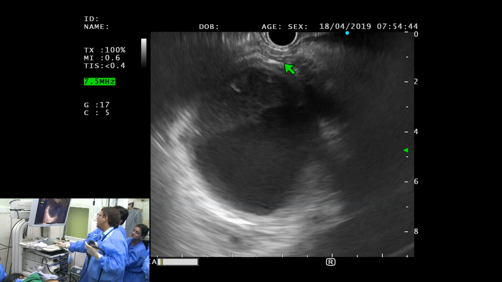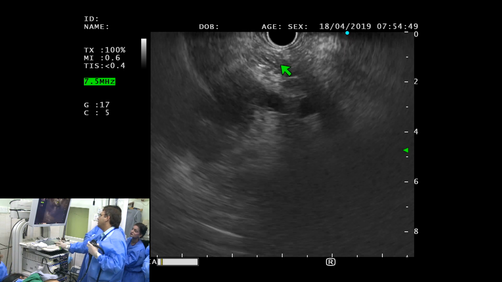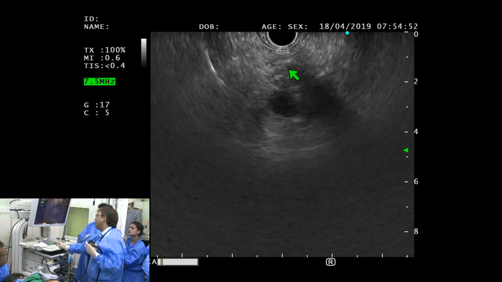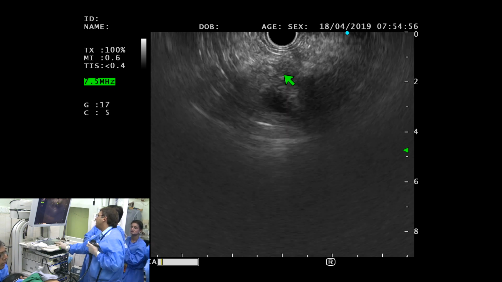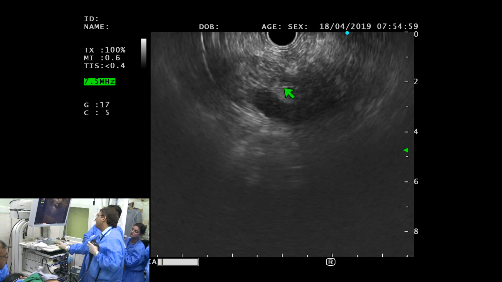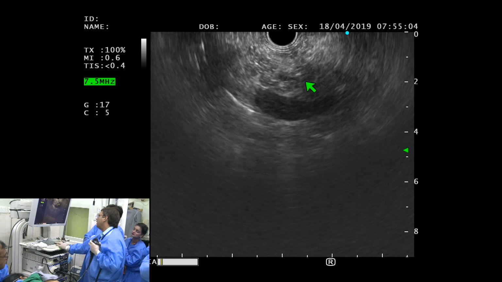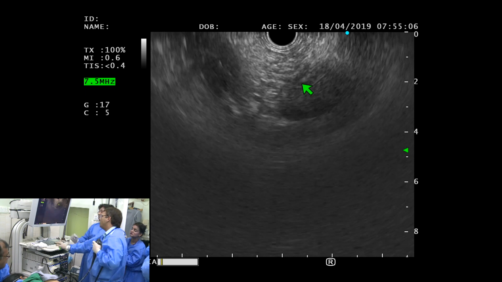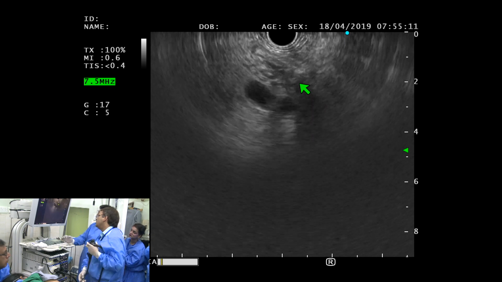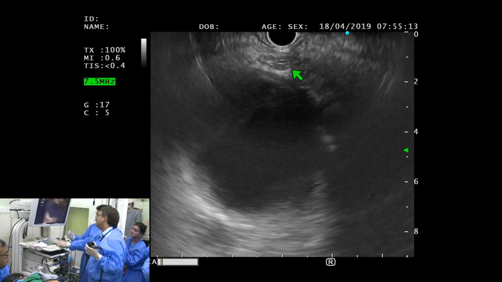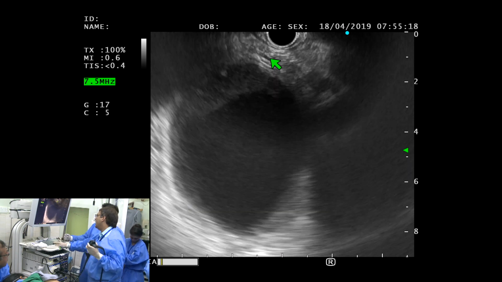If I go to the body and the tail, I'm just torquing the scope to the right, looking at the screen. I'm not using my right hand with the scope. I'm just gently moving that back and moving that back. Keep going. And this is the duct right here. I'm just using my left hand to control my wheels, moving the scope back, and I'm all the way towards the tail of the pancreas. So I think this is the best we're going to be able to see the pancreas from the stomach. And this is the body.